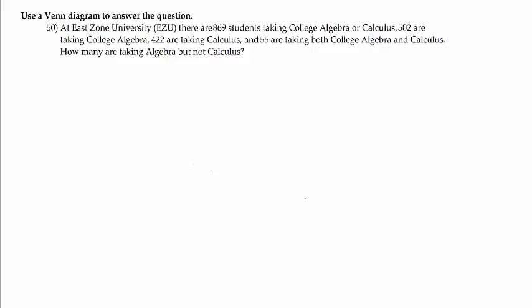At Eaststone University, there are 869 students taking college algebra or calculus. 502 are taking college algebra, 422 are taking calculus, and 55 are taking both college algebra and calculus. How many are taking algebra but not calculus?